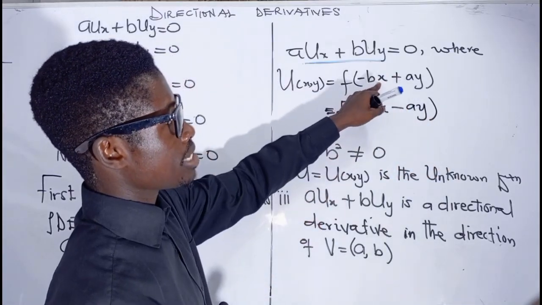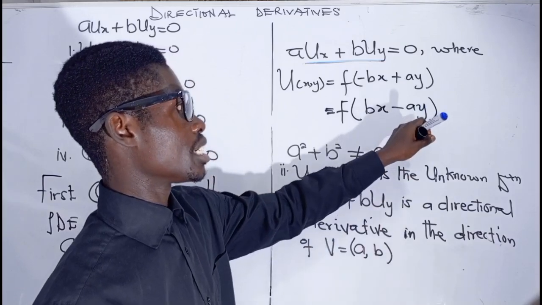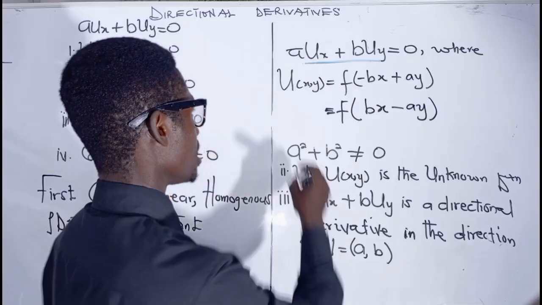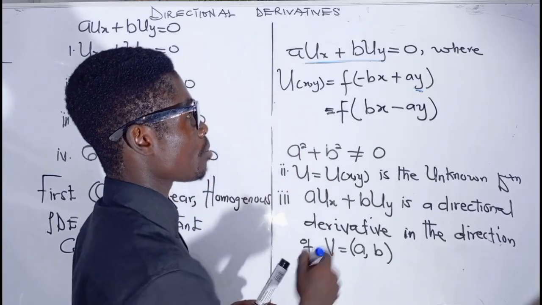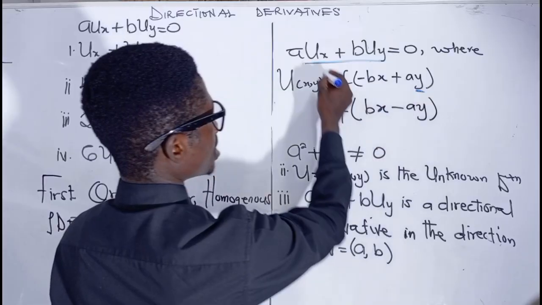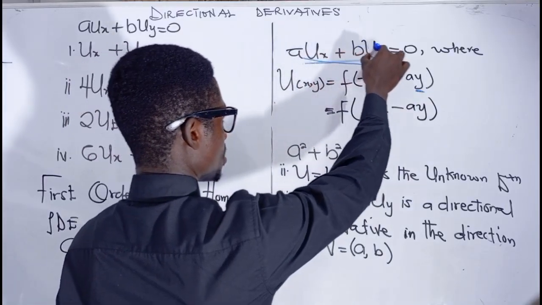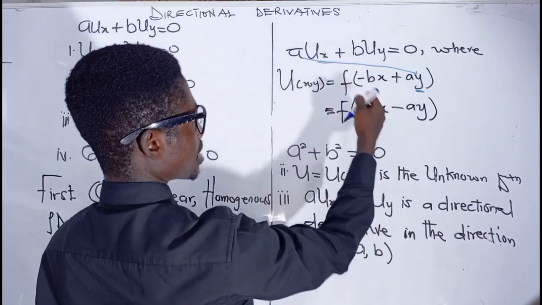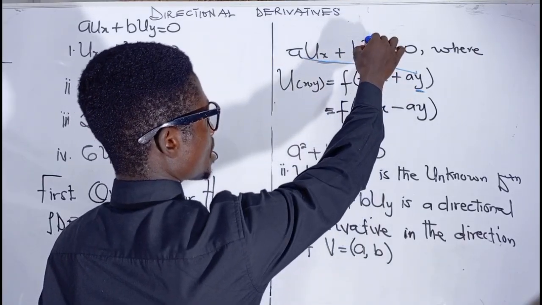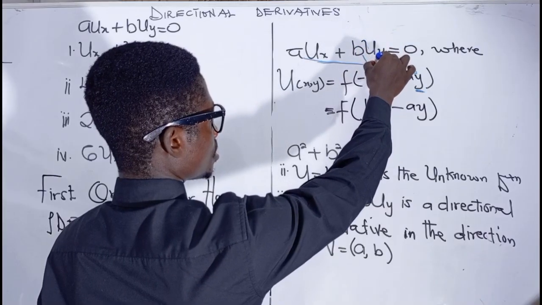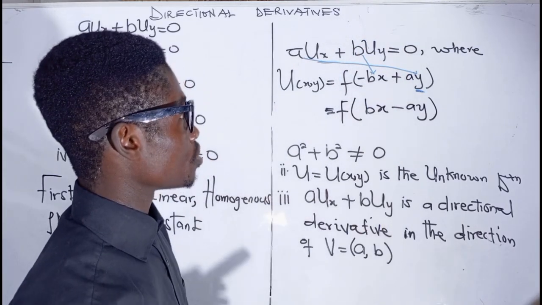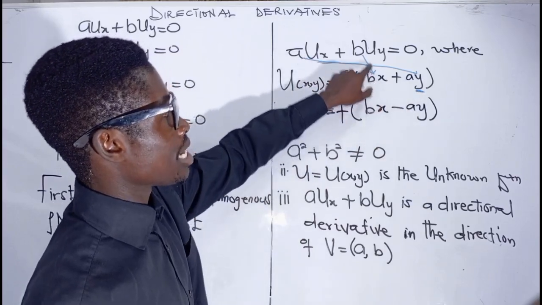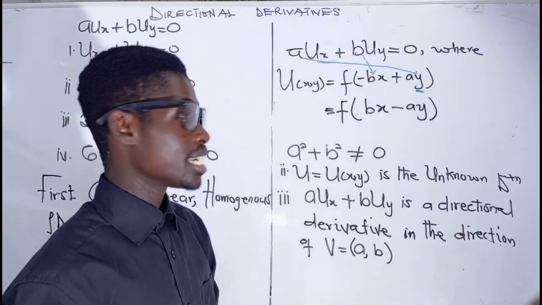So with the first one, we negated bx. And with the second one, we negated ay. The most important thing is that we have to negate one of them. And what we did here also is that we multiply y by the coefficient of u_x. And then we multiply x by the coefficient of u_y. So what we have to do is to multiply y by the coefficient of u_x and then multiply x by the coefficient of u_y. Very, very easy and simple.